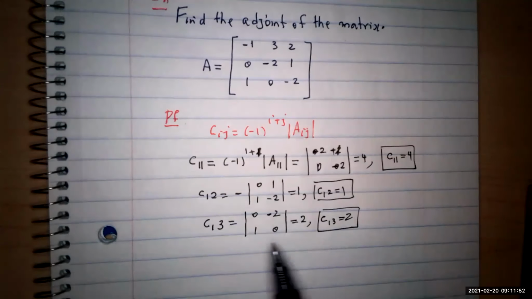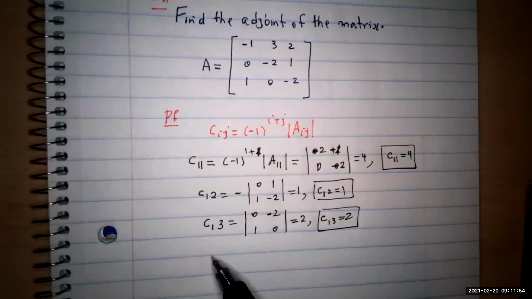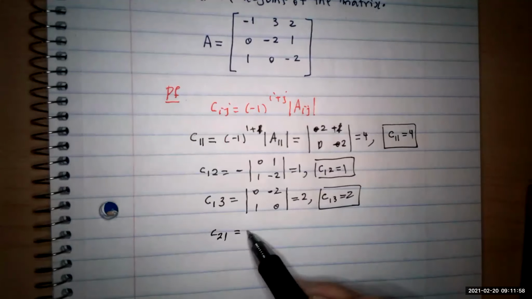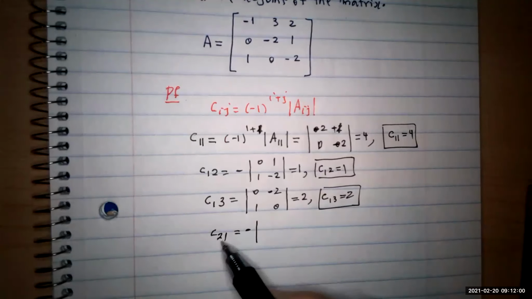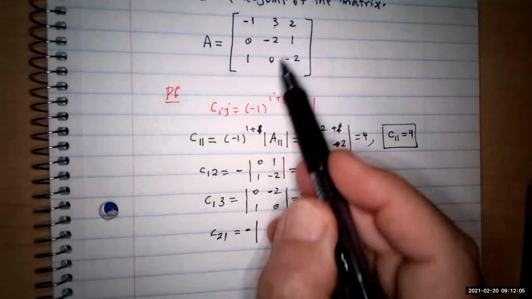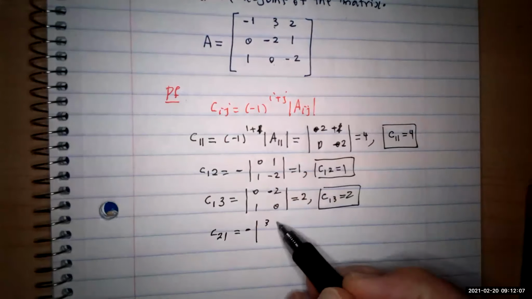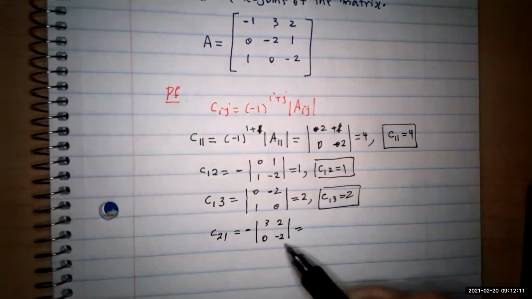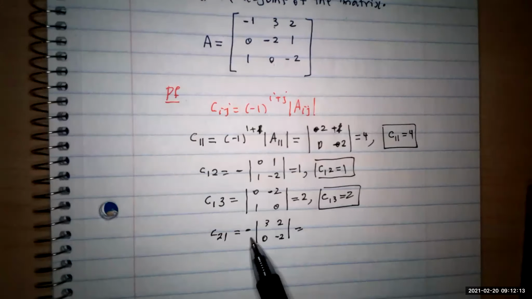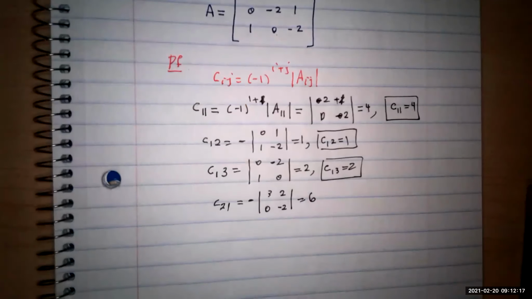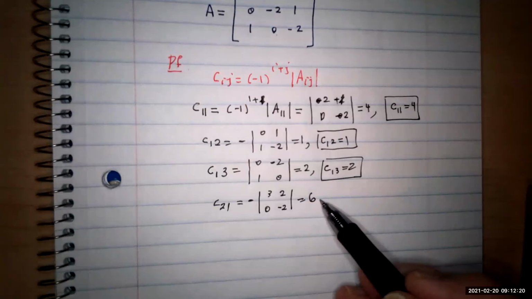Okay, and then you continue. C21, for example. For C21, the sign would be negative, so eliminate the second row, first column: 3, 2, 0, negative 2. Cross multiply for the determinant, that gives you negative 6. There is a negative sign here, so positive 6. And you can continue to get the others.